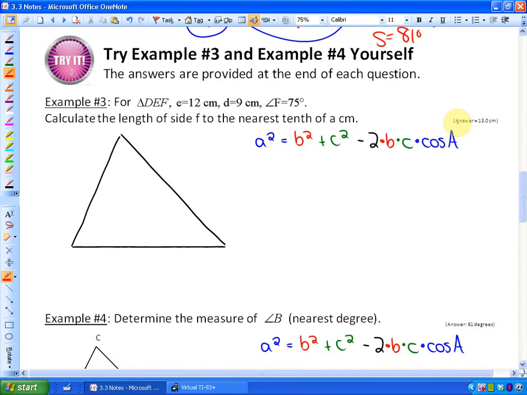This first question says for triangle DEF, which you don't have a diagram for on your particular study guide, side e is 12 centimeters, side d is 9 centimeters, angle F is 75 degrees. Calculate the length of side f to the nearest tenth of a centimeter.